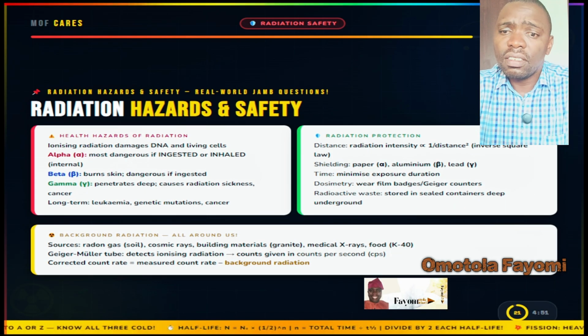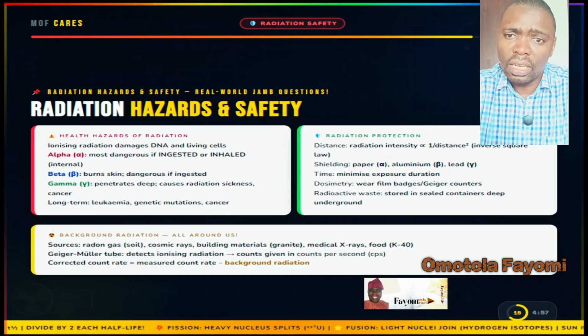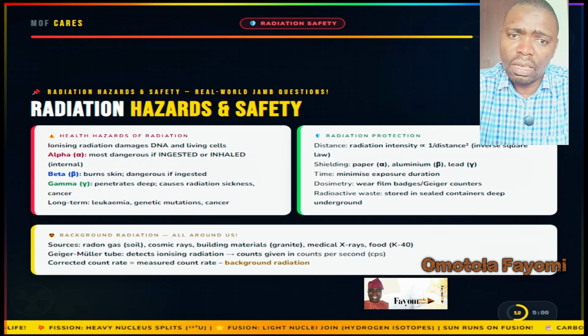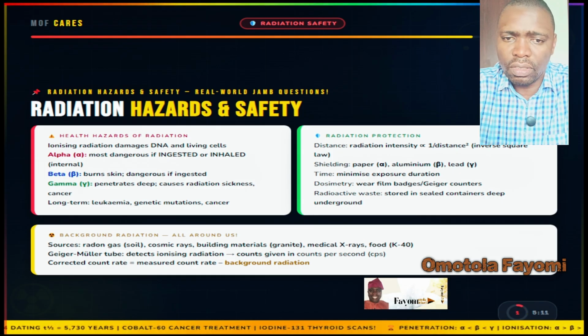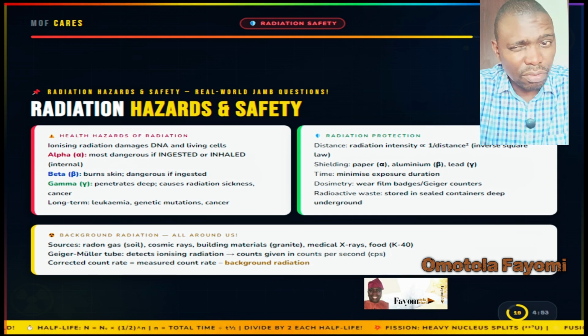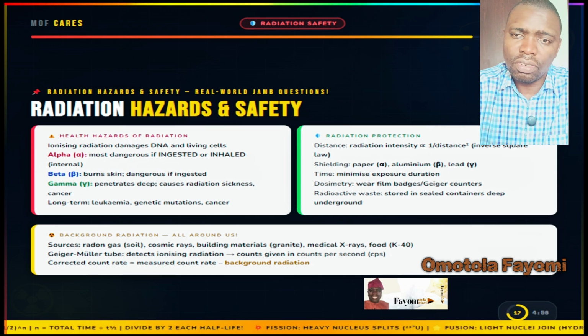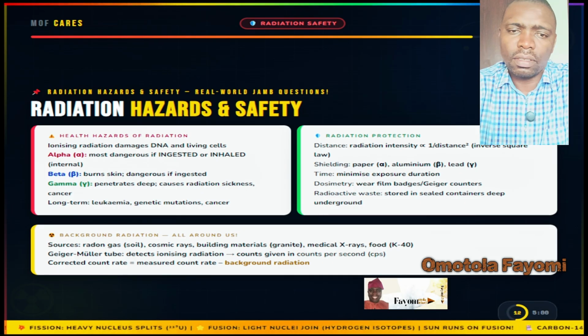Understanding radiation hazards is not only important for JAMB, it is important for life. Ionizing radiation has the energy to knock electrons out of atoms, damaging molecules, including the DNA in our cells. External hazard: gamma radiation is the most dangerous externally because it penetrates deep into the body and reaches internal organs. Beta radiation can cause skin burns. Alpha particles are not dangerous externally because they are stopped by the skin.